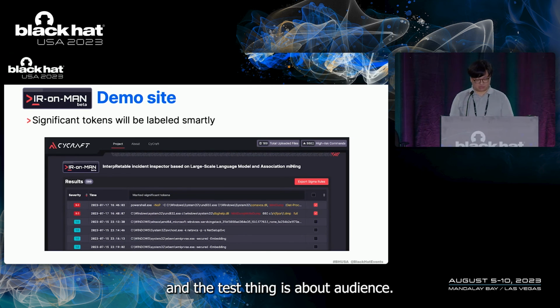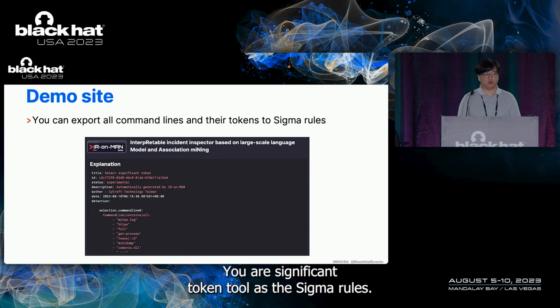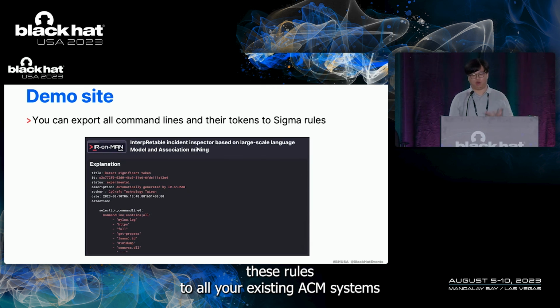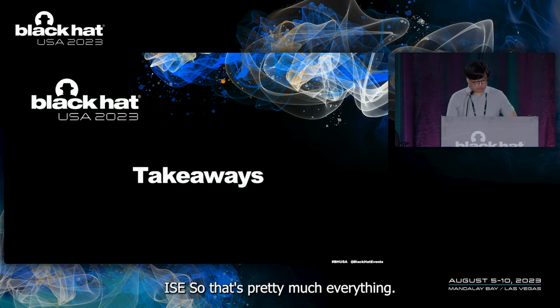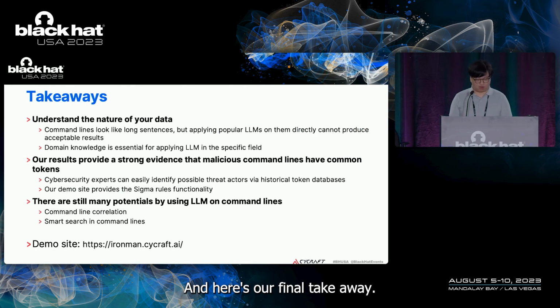And the best thing about our demo site is that we also provide a functionality that you can export your significant tokens to Sigma rules. Once you have your Sigma rules, you can easily compile these rules to all your existing SIEM systems, to help you hunt more future command lines. So that's pretty much everything, and here's our final takeaway.